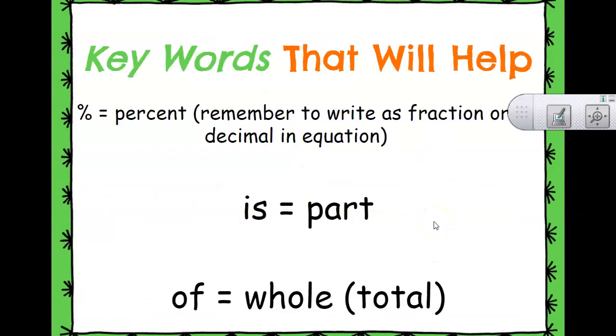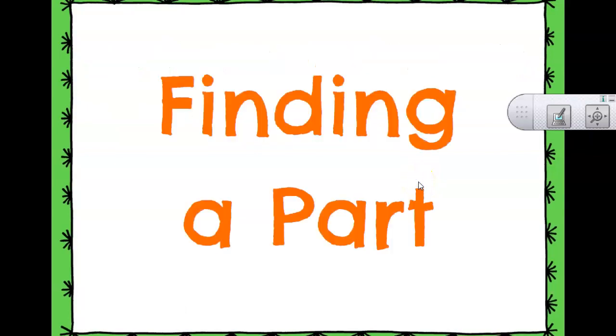All right, so another quick recap, some key words that are going to help you. First one is percent. The percent symbol, again, we are going to write either as a fraction out of 100 or as a decimal, shifting the decimal 2 spaces left to get it into decimal form. All right, there's the word "is," and "is" represents the part, and "of" represents the whole. So keep that in mind as we go on to our first example.